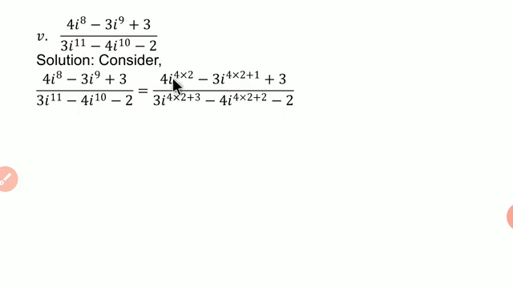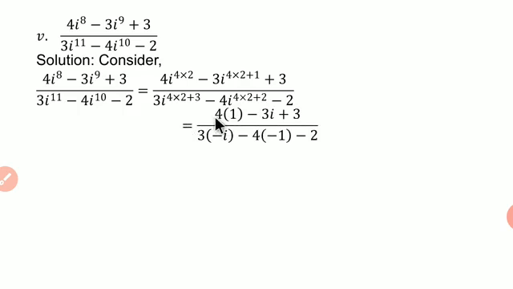Now we know i raised to 4n is 1. So the value of i raised to 4 into 2 is 1. Here is i raised to 4n plus 3, it is minus i. And i raised to 4n plus 2, it is here minus 1.